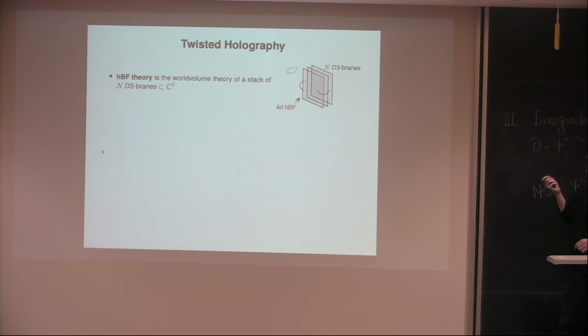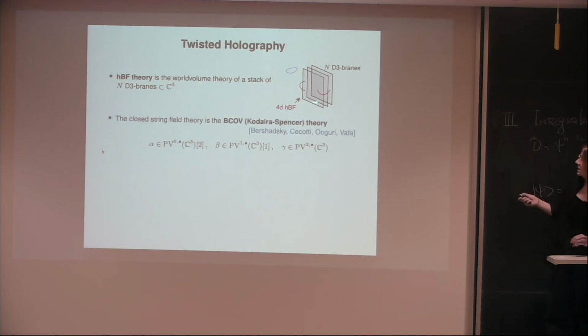Now we would like to realize this theory in the topological B model. Let's consider N D3 branes in the B model in C^3. It turns out that the open string field theory on these D3 branes is precisely this 4D holomorphic BF theory that we were studying.